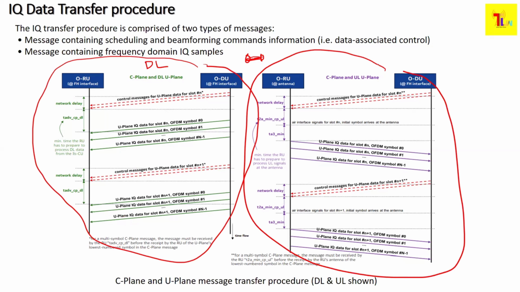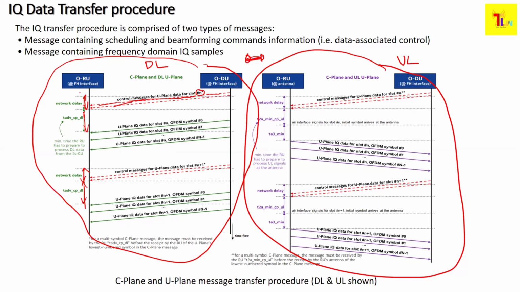In case of DL, the control messages for U-plane will be sent for slot n. For example, assume there is a slot n. For that, C-plane messages are being sent from DU to RU. For now, forget about this network delay. What is this TCP time advance? All those things, we'll cover in our next topic. So for now, you ignore these parameters.